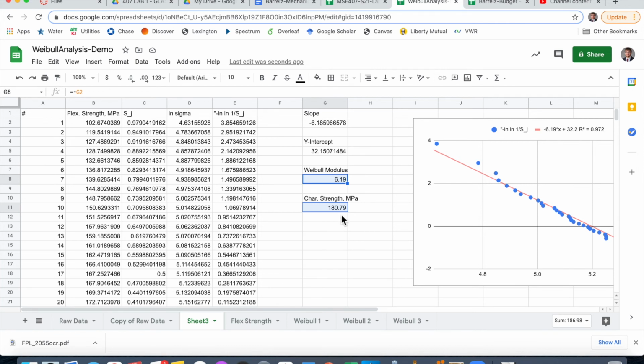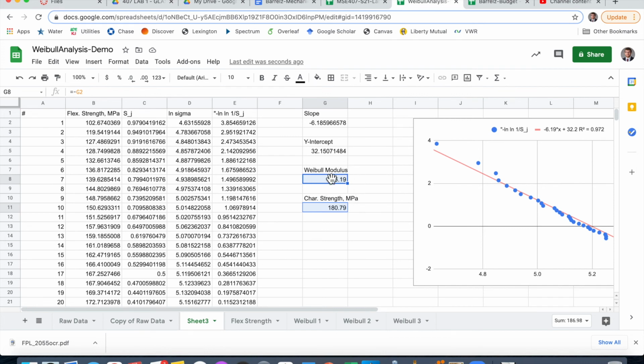So again, our characteristic strength is 180.8 megapascals. So again, this is kind of a measure of our strength, similar to the average in Gaussian statistics. So we can compare, and again, remember that this is a strength at a given probability. So we can compare that across series to compare strengths of different glass sets.